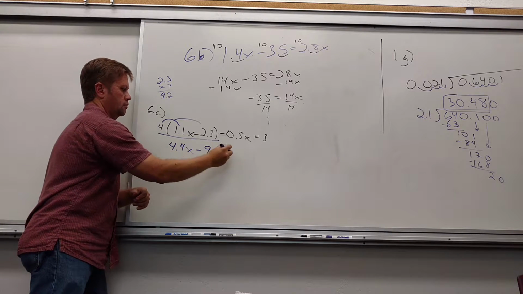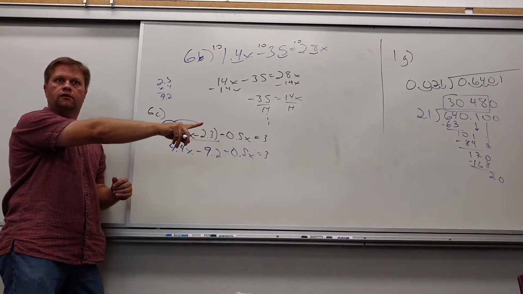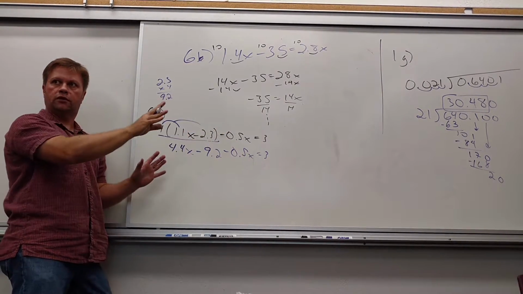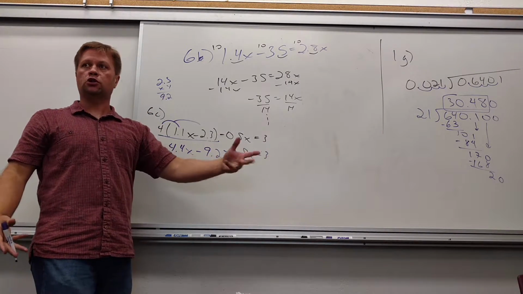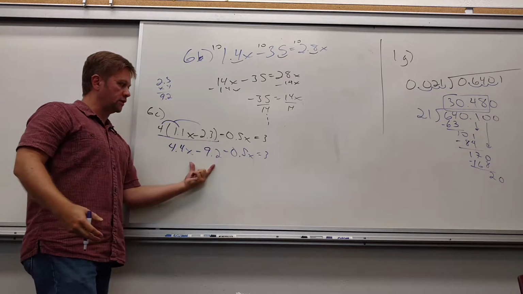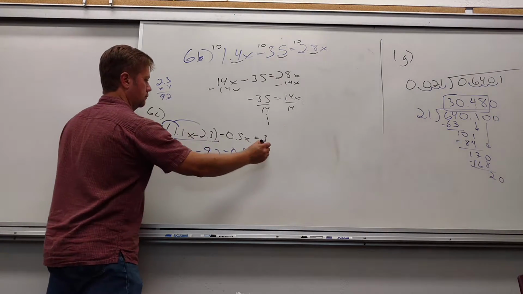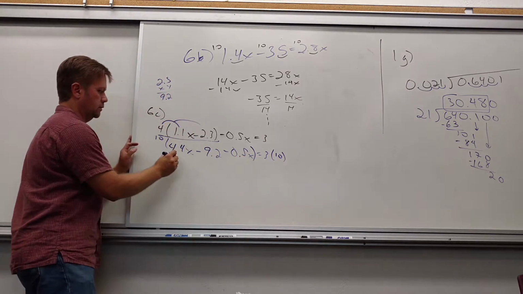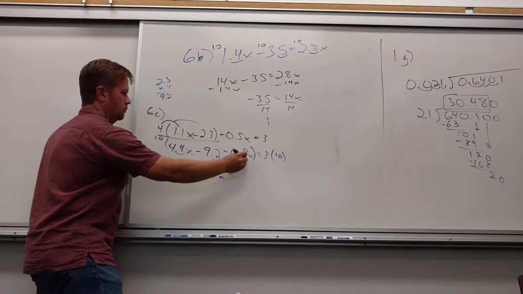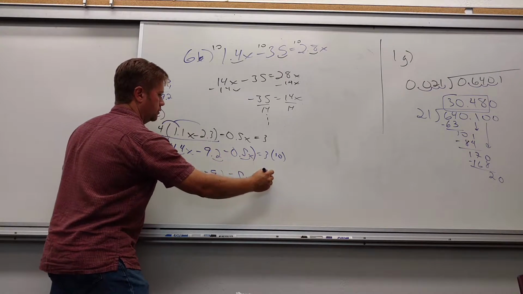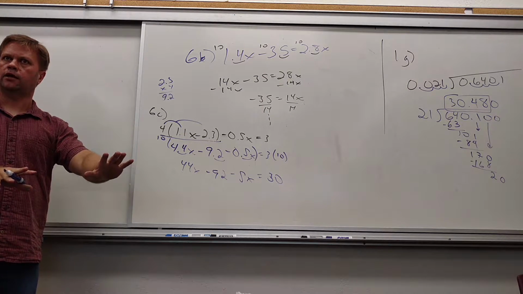Okay. So now I can multiply everything by 10 if you want to. Everything has to be multiplied by 10. You don't just say, I'm not going to multiply him because he's not a decimal. You don't have a choice. You can't multiply one side and not the other. Everything must get 10 times bigger. So now this becomes 44x minus 92 minus 5x equals 30. And that should be relatively easy after that.